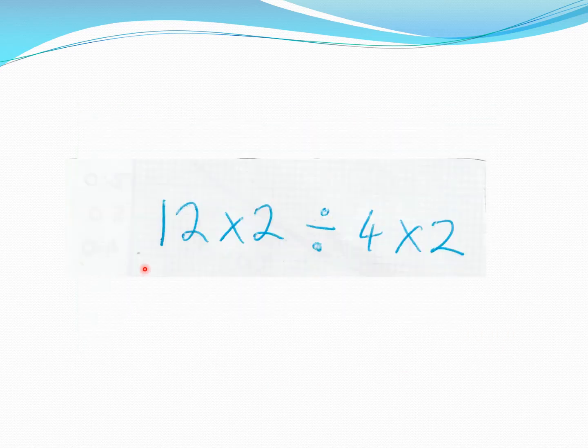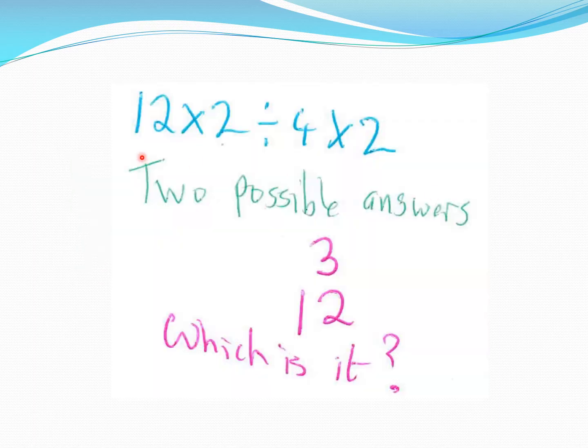Likewise, with this question, 12 times 2 divided by 4 times 2. Again, there are two typical answers that arise. We could do 12 times 2 is 24, divided by 8, which is 3. Or we could do 12 times 2 is 24, divided by 4, which is 6, times 2, which is equal to 12. And again, which is it?